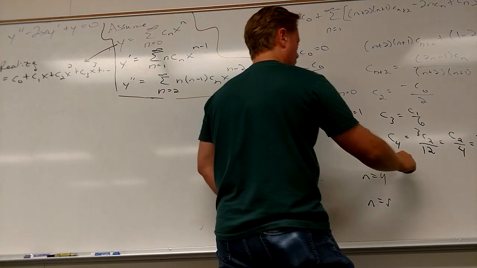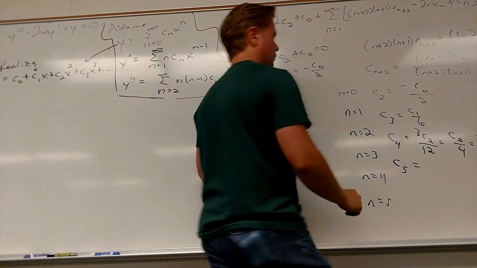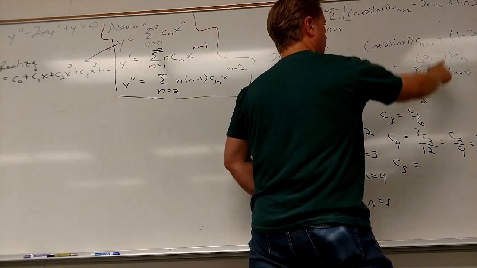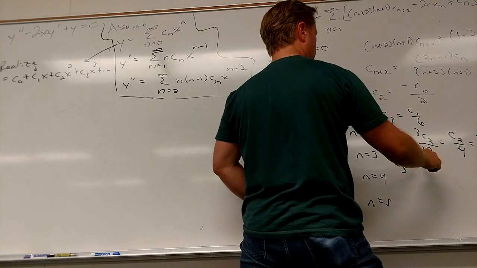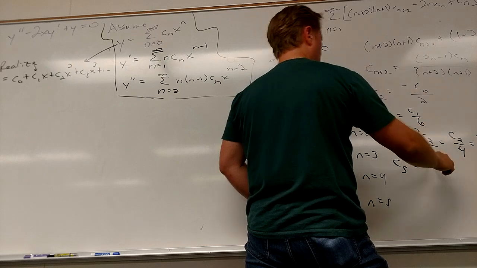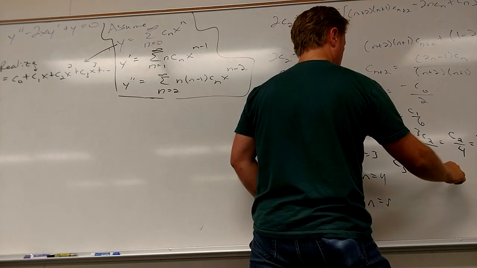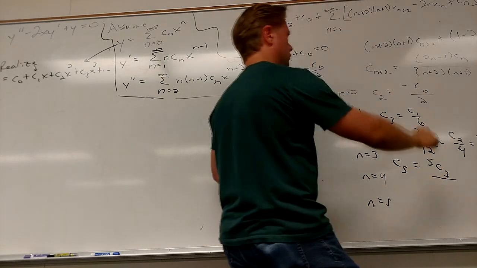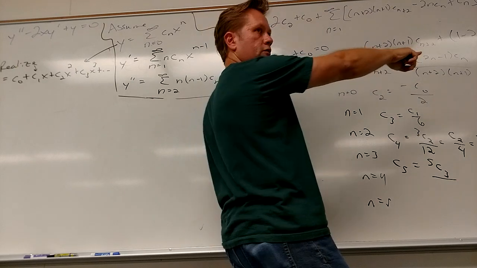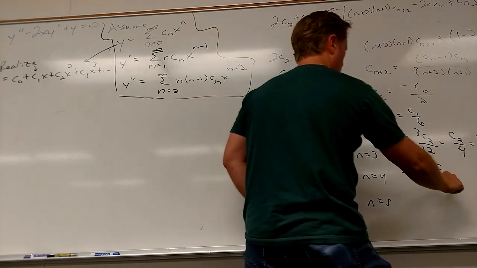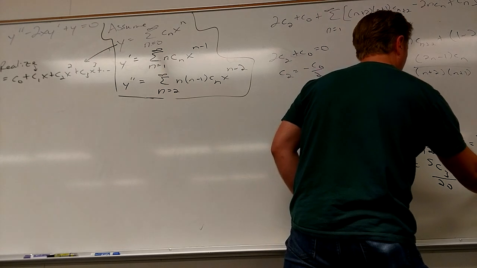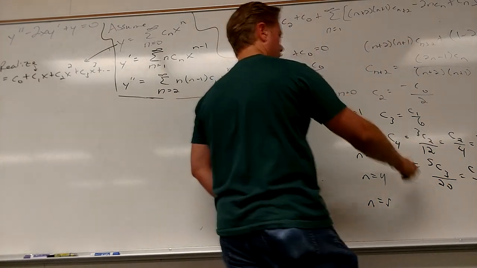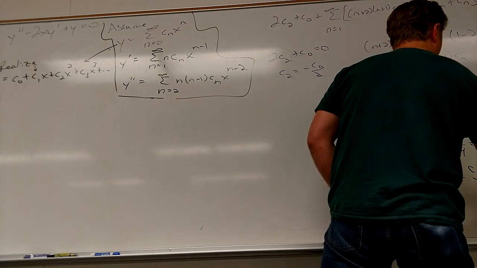What do you get first? For n equals 3, C1 over 24. Let me catch up to you. For n equals 3, you'll get 5C3 over 5 times 4, 20. So C3 over 4, but what was C3? C1 over 6, so I get C1 over 24.